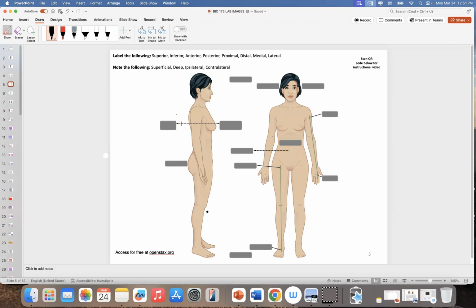To help us visualize anatomical direction, we're going to use this figure from the Anatomy and Physiology OpenStax textbook.